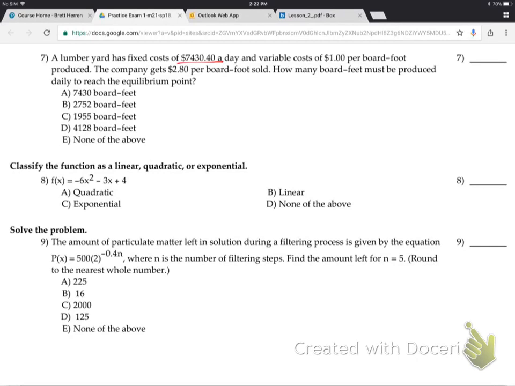Lumberyard, fixed cost, 7,430.40. And variable, that means that's the one that goes with the variable, 1x plus the fixed. That makes sense? The variable one goes with the variable. The other one is just fixed per board foot. That's the cost, okay? The company gets, what do you call that? Revenue. They usually call that revenue.